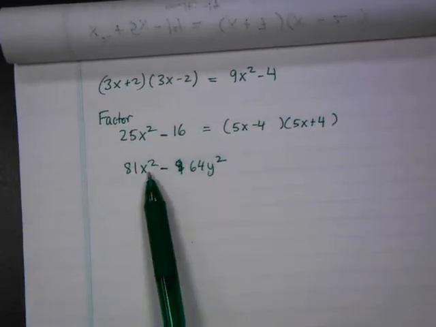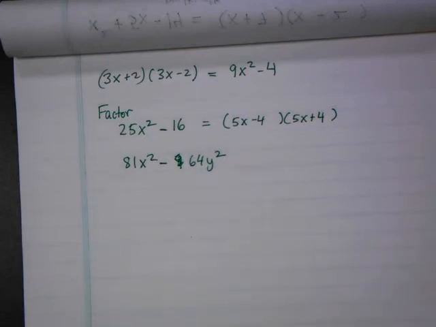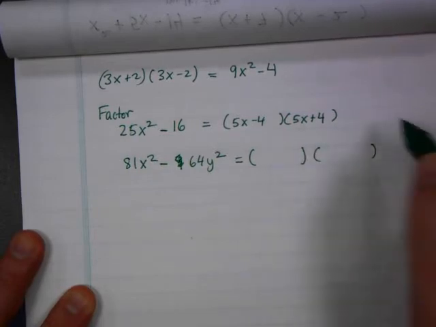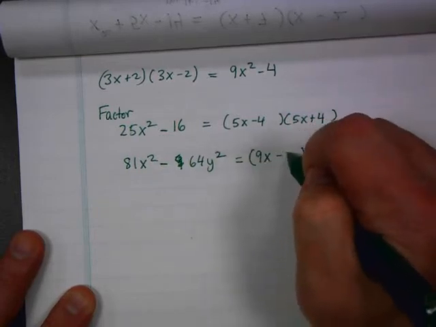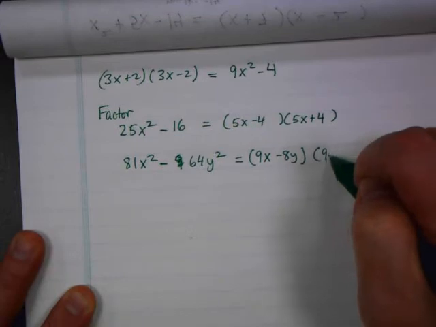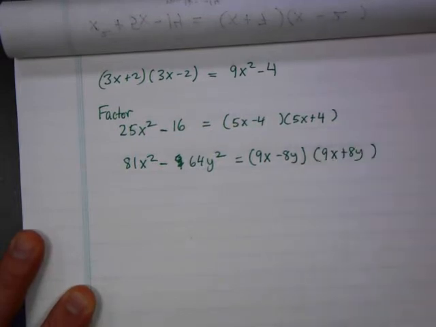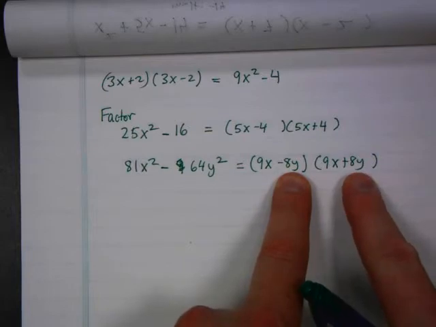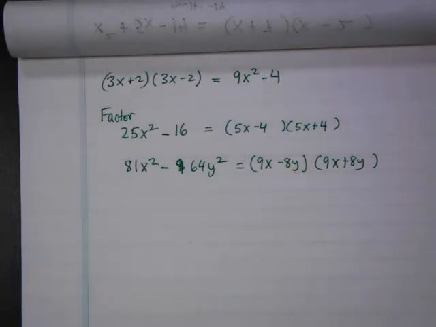This one's got an x and a y in it, though. How's that going to change things? It doesn't, a whole lot. What's my answer going to look like? 9x minus 8y and 9x plus 8y. That's how you get the y squared. You just put a y on each of these ends. Really nothing different. Just got to add an extra letter. Questions on that one?